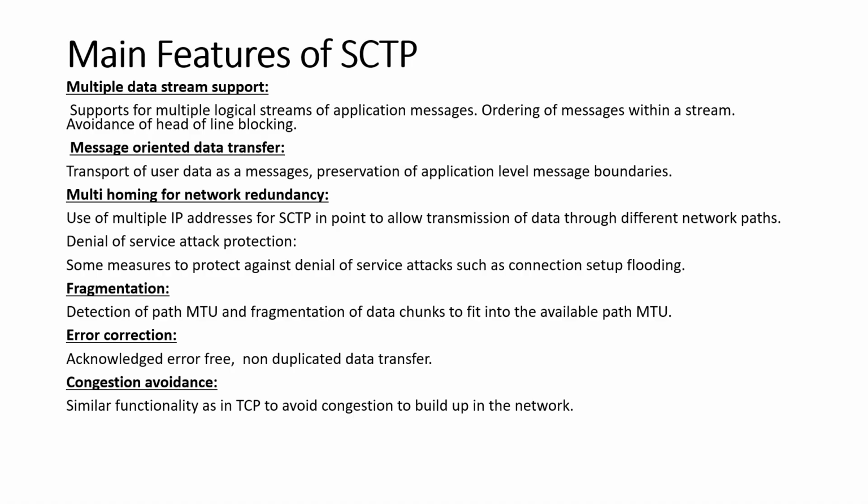Detection of path MTU and fragmentation of data chunks to fit into the available path MTU. Fifth one is error correction, which is acknowledged, error-free, non-duplicated data transfer. And sixth one is congestion avoidance, similar functionality as in TCP to avoid congestion building up in the network.